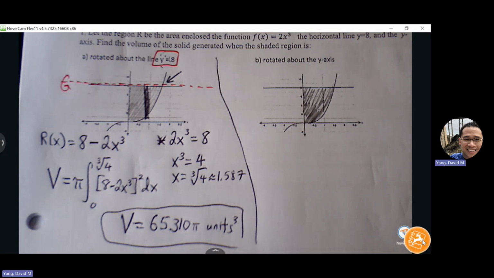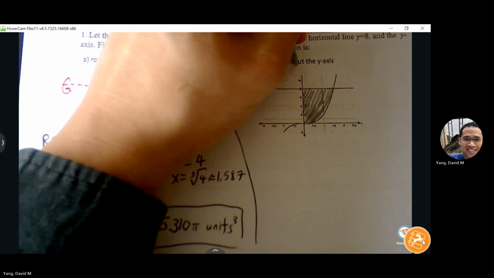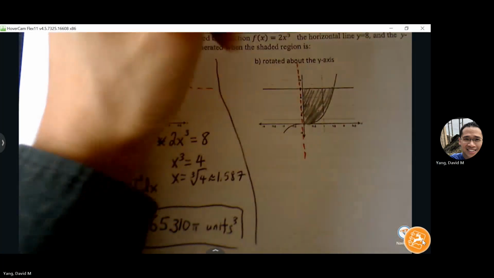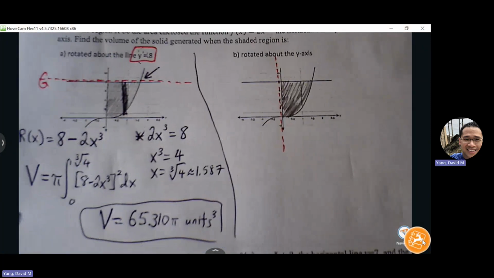Rotated about the y-axis. Do we see any gaps between the shaded region and the dotted line? No gaps. So this is also this method. I know we haven't talked about the other method yet, but I think it's good to begin to see, okay, I have a flat surface up against the dotted line. There's no gaps. This is going to be this method.